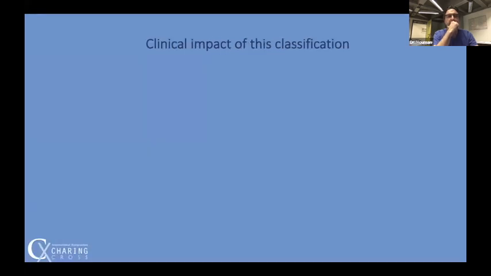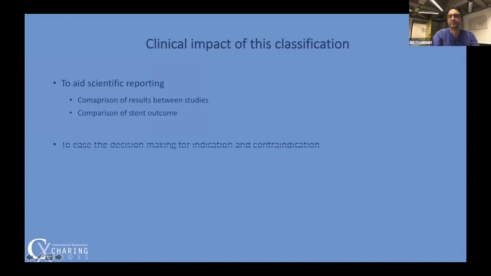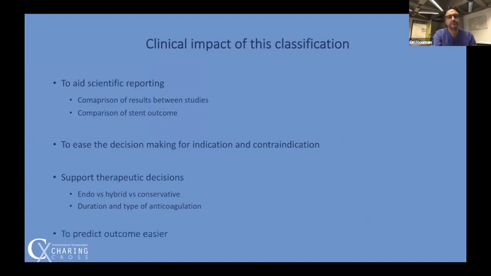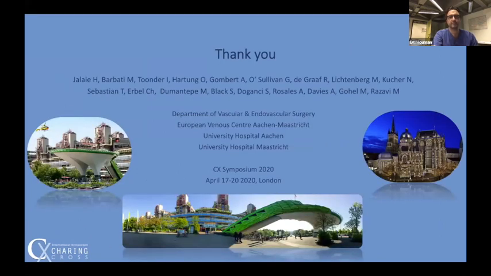The classification of chronic venous obstruction helps us to aid the scientific reporting, to ease our decision-making regarding the indication and contraindication, support our therapeutic decisions, and to predict outcome more easily. I thank you on behalf of all participating centers. Stay safe and healthy.